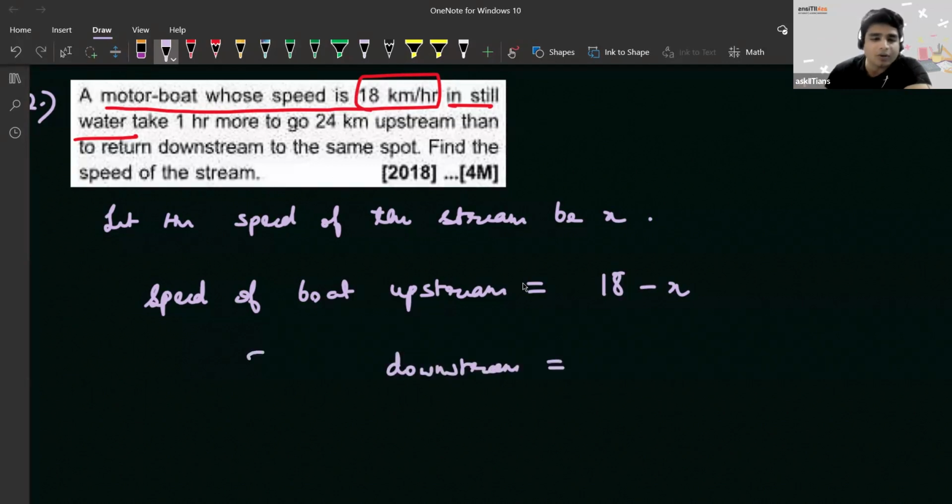Okay, speed downstream. The speed of the stream is going to support the boat, that is, it is going to add up to the speed of the boat in still water. So 18 plus x, everyone. I hope it is clear to you all. Please tell me yes or no.